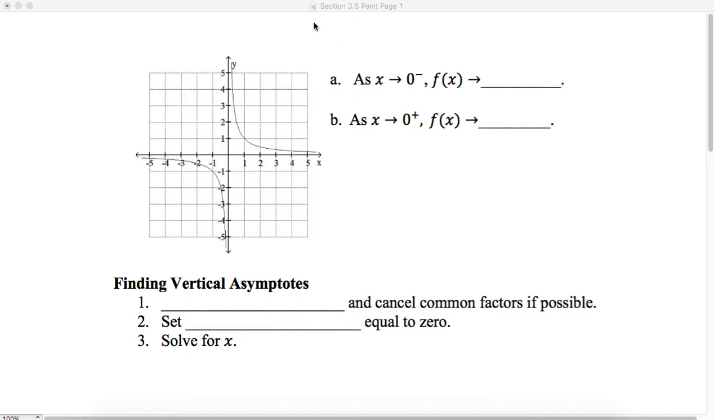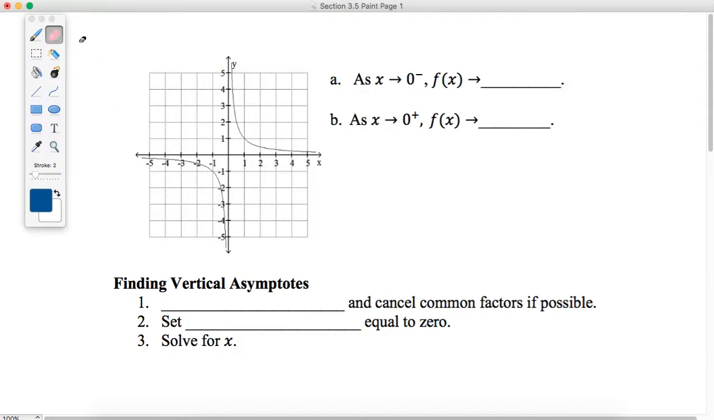All right, so we're talking about rational functions, which have to do with polynomials divided by polynomials, right? And one of the things that we left off in our last class meeting talking about was vertical asymptotes, right?